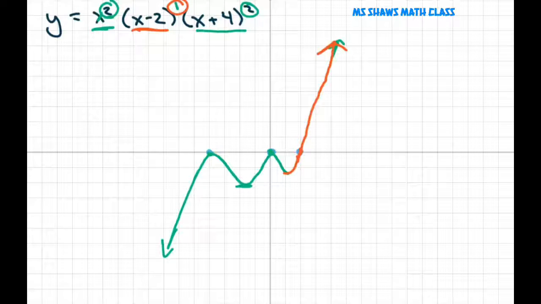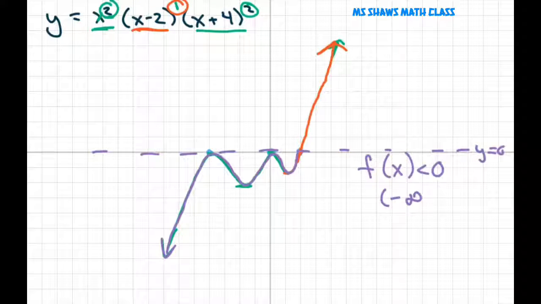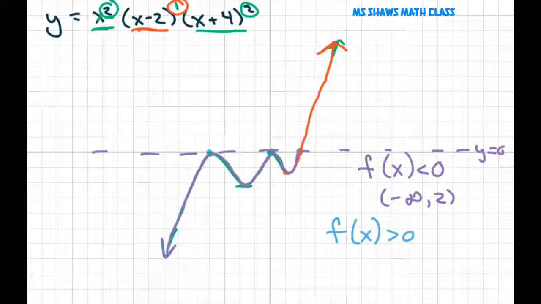And finally, let's talk about where is our f of x negative, our y negative. Well, y is negative in quadrant 3 and 4. This whole curve here is negative because it's below the line y equals 0. So our y, or f of x, is negative between negative infinity and 2. And then our y, or f of x, is positive from 2 to infinity.